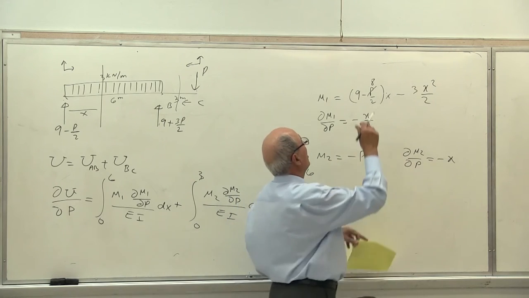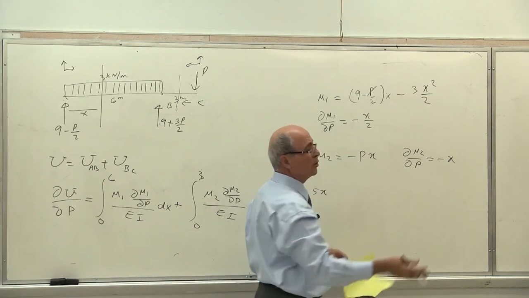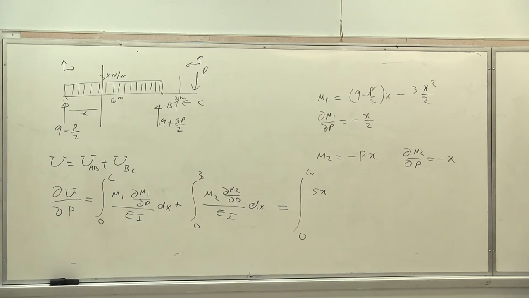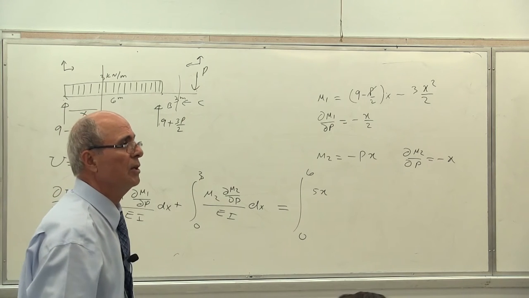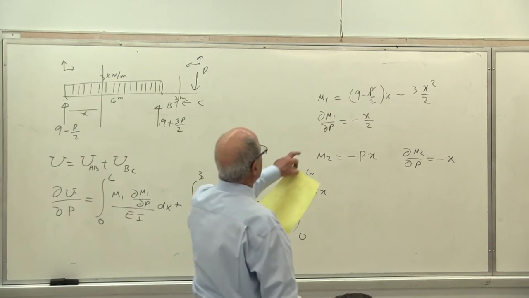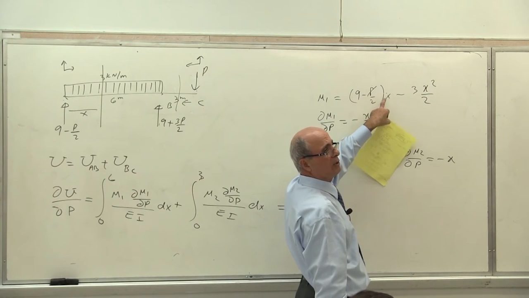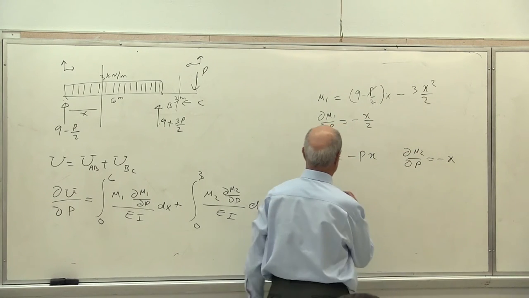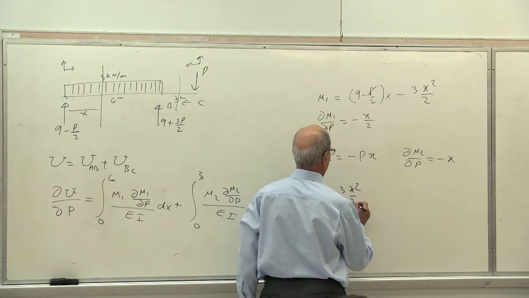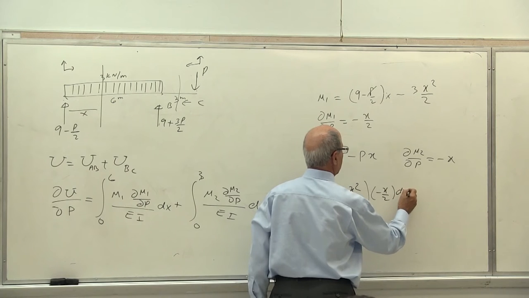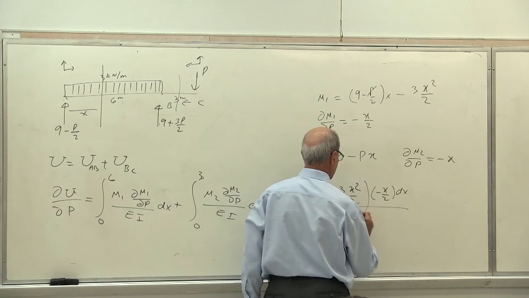Everybody understand that? Now that the derivative is done, I do not need the q. I do not need the p. In the p case, I've changed it to a number. In the q case, I change it to 0. Is that understood? Yes or no? So it becomes 9 minus 8 over 2, so the result is 5. Yes or no? 5x minus 3x squared over 2 times minus x over 2 dx divided by EI.